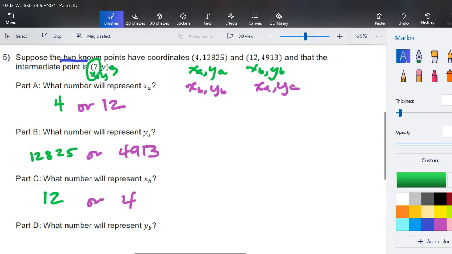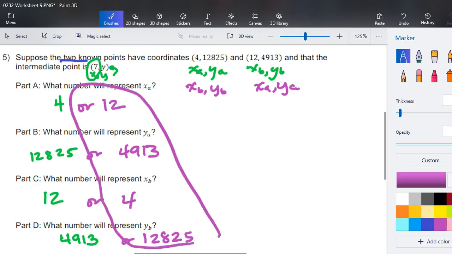And finally, on the y sub b, mine would be 4913, unless you chose to label differently, then yours would be the 12825. But all of these numbers over here are the same ones represented over here. We just need to keep them all in order and keep them straight. What we're about to do next, I'm going to use what I wrote in green to be the numbers that we use in the rest of the formula.